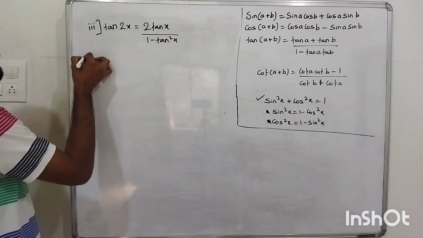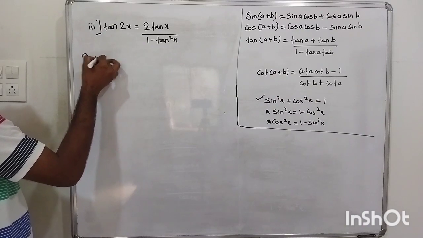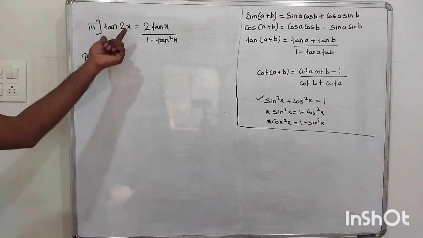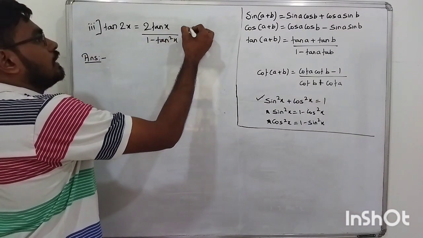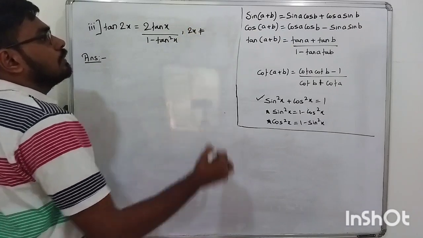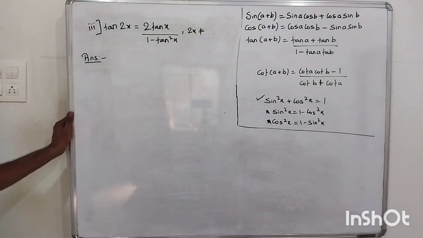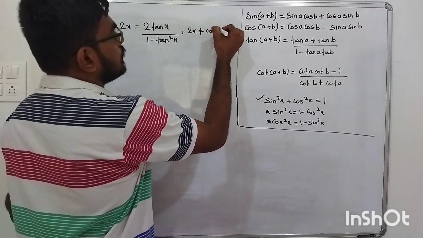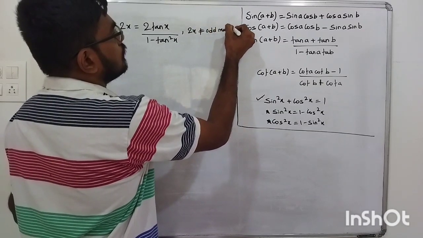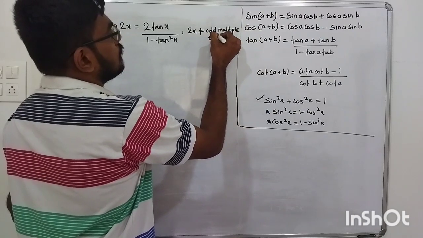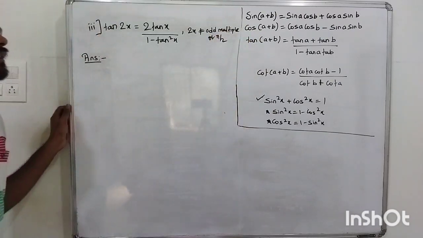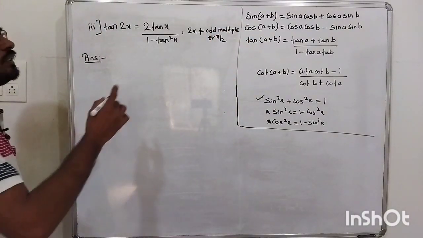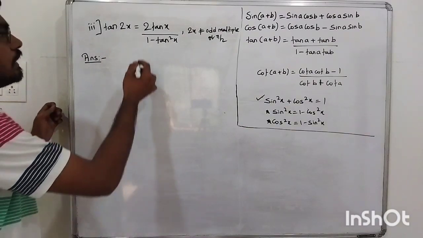Here we have only one formula, and again whenever we say tan, that angle must not be equal to an odd multiple of pi by 2. Whatever that angle is, it must not be equal to an odd multiple of pi by 2. That you have to make sure. Now, if it is not equal to an odd multiple of pi by 2, then we can prove this.